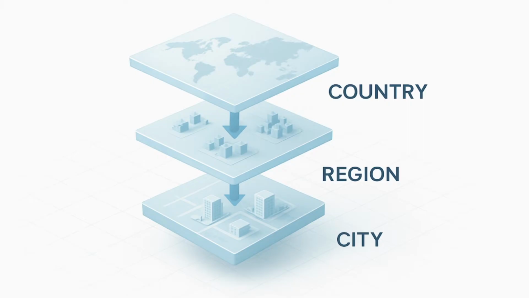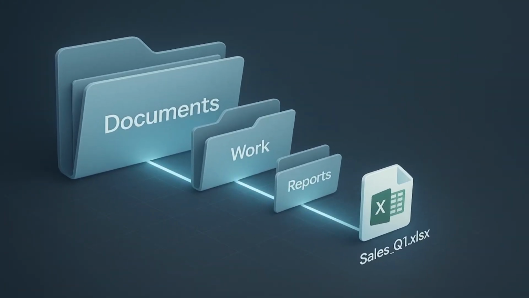These hierarchies allow you to summarize or zoom in on your data. You can analyze data at the year level, then drill down into a specific month, and even further to a specific day. Think of it like folder navigation. You start at Documents, then go into Work, then Reports, and finally, open sales q1.xlsx.